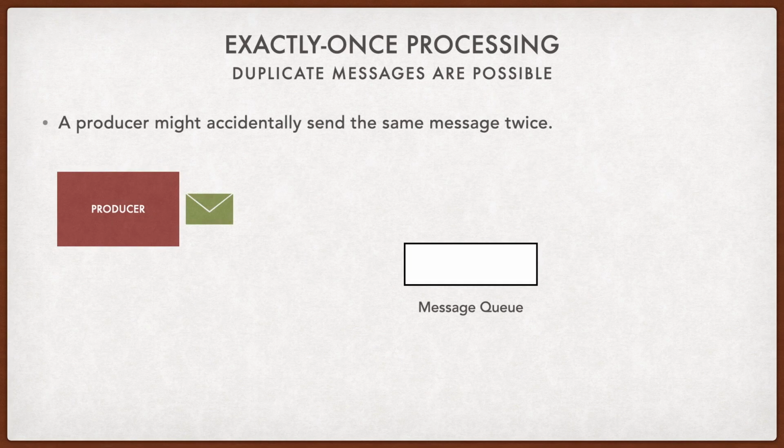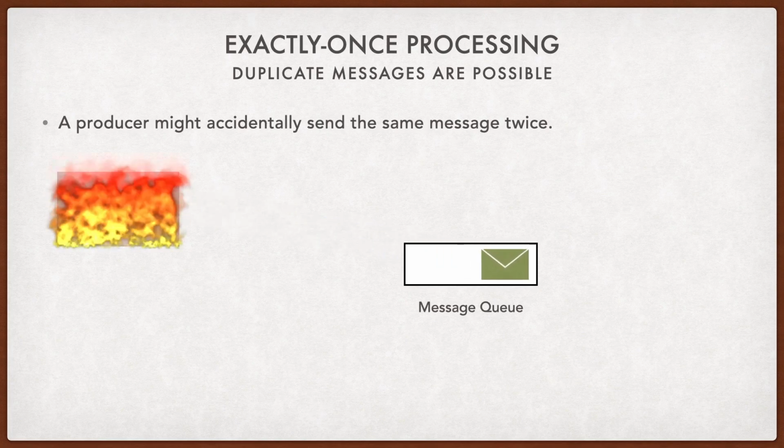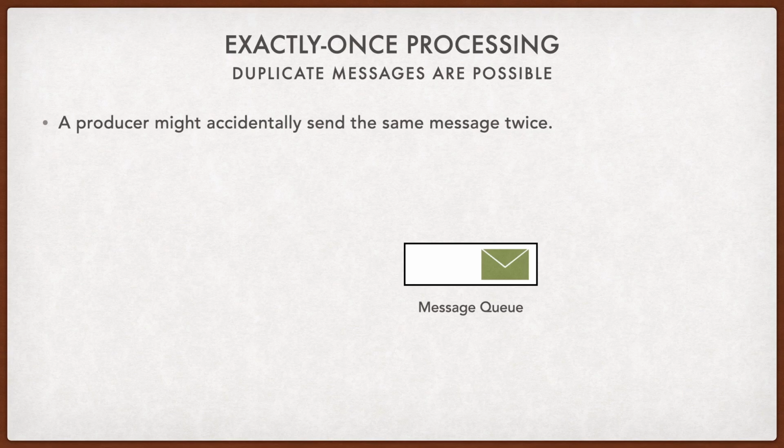There's a possibility for a producer to send the same message twice. For example, a producer might crash after sending a message but before completing any other work it was performing. Another producer will replace the original producer and it could repeat the message. So the queue will have duplicate messages.